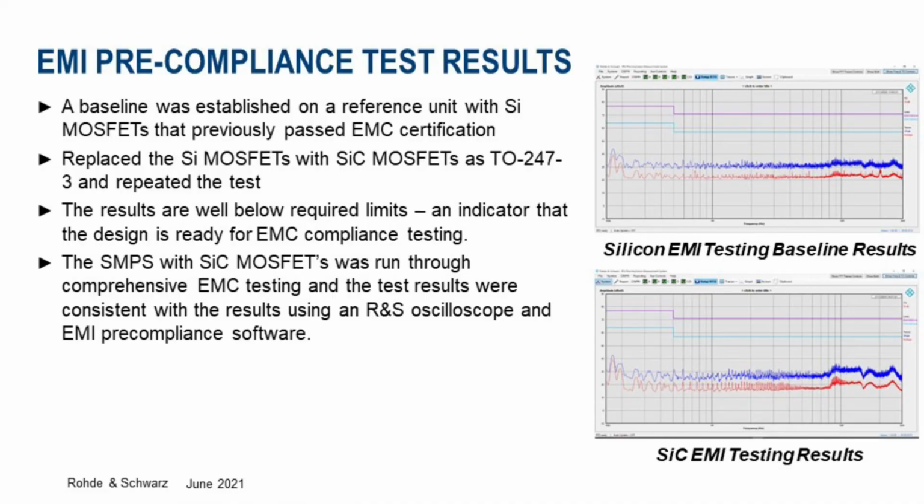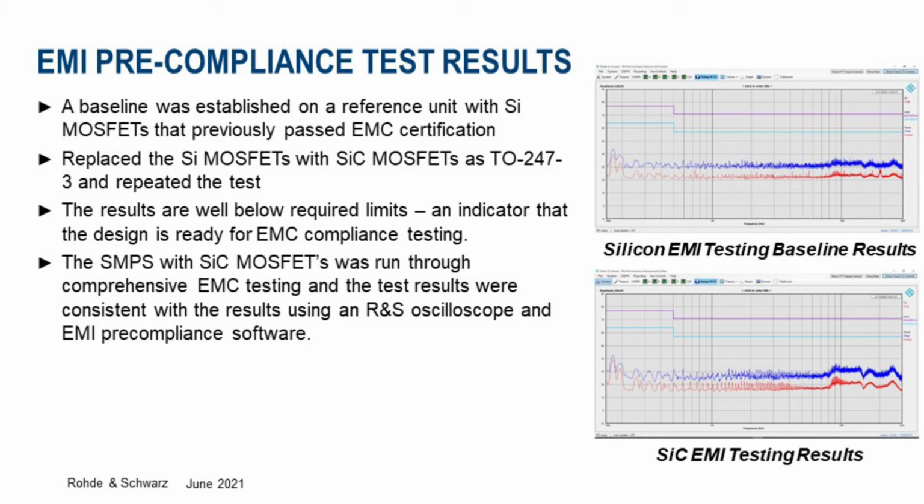Recently, Wolfspeed and Rohde & Schwarz collaborated to determine if replacing silicon MOSFETs with off-the-shelf silicon carbide MOSFETs would demonstrate an increase in system noise. Wolfspeed made these measurements using an RTO 2K series oscilloscope and the EMI debug tool for oscilloscope software. Prior to testing the silicon carbide MOSFETs, a baseline was established on a reference unit with silicon MOSFETs that previously passed EMC certification. Using the EMI debug tool for oscilloscope software, the test results show that the results were well below limits.